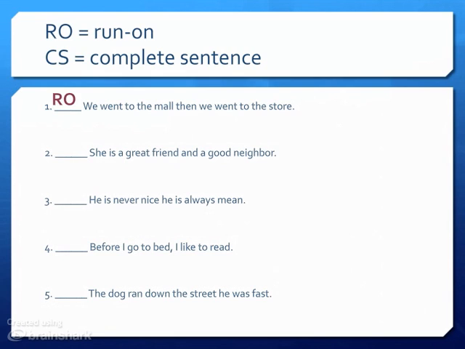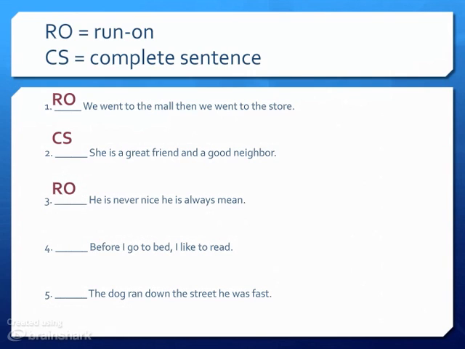Number 2, she is a great friend and a good neighbor. This is a complete sentence. Because the second part of the sentence is just a good neighbor, that can't stay by itself. Run-ons are when you have 2 complete sentences that can actually stay by themselves. This one doesn't have 2 complete sentences. It's just one complete sentence.